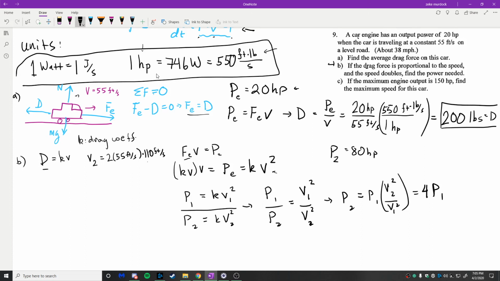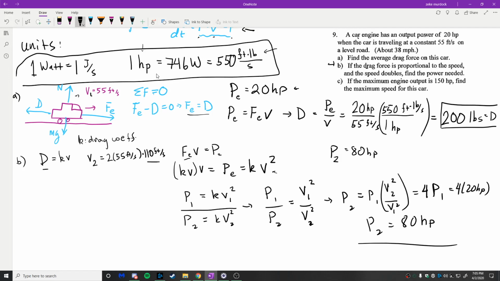And you can plug in numbers if you want. You can plug in V2 equal to 110. You can plug in V1 equal to 55, and you'll get the same answer. And power 1 was 20, so it's 4 times 20. So exactly as you guys said, the answer power 2 is equal to 4 times as much, or 80 horsepower. Does that make sense?